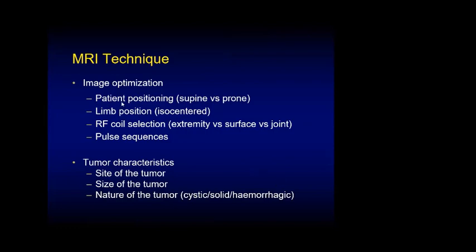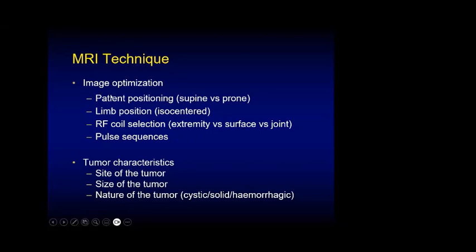So for MRI technique, we always aim for image optimization. And image optimization starts with patient positioning. Whether you decide to image the patient in a supine position or in a prone position, and what position of the limb, if it is in the upper limb or in the lower limb, how do you position it in the MRI scanner? We will see examples of those. What coil do you use for imaging of the extremity tumor? And what pulse sequences do you need for imaging soft tissue sarcomas? We will cover all of these.